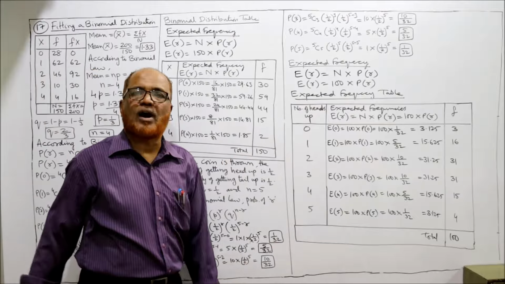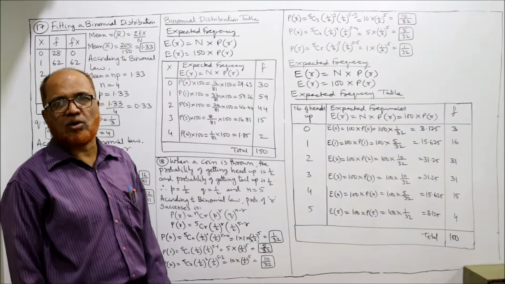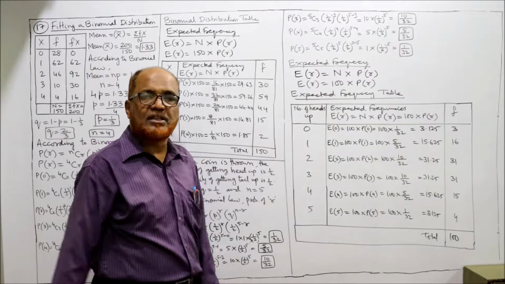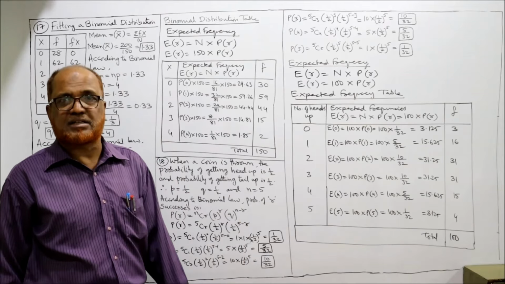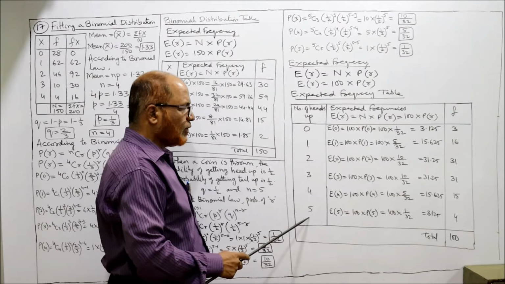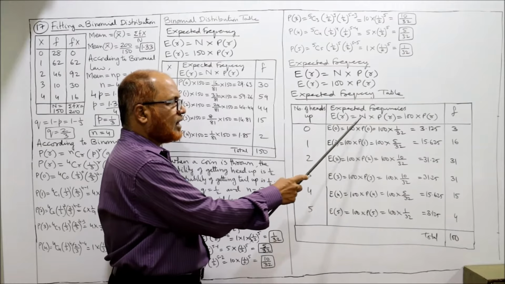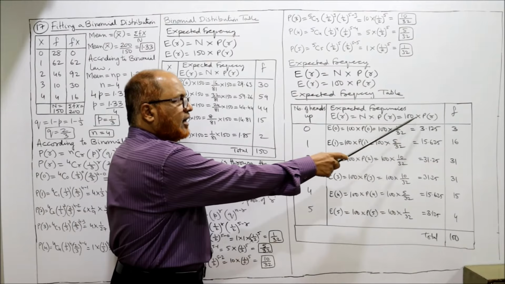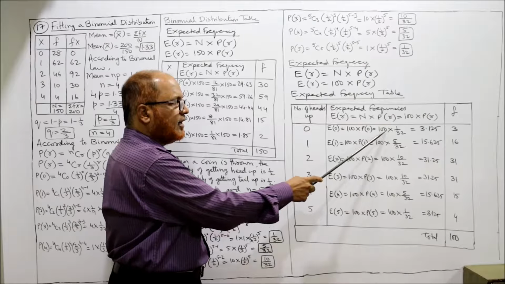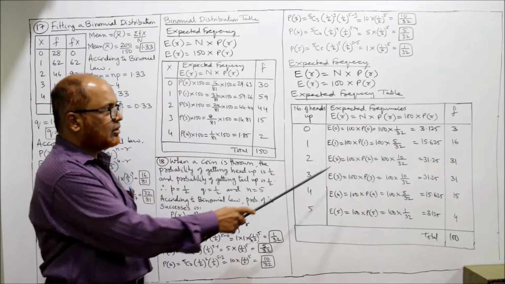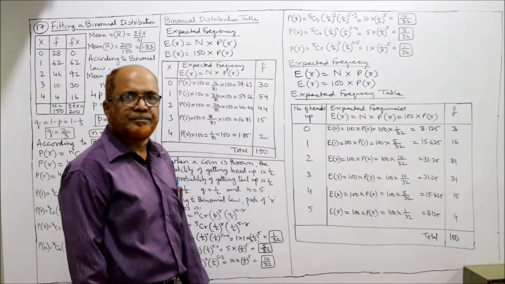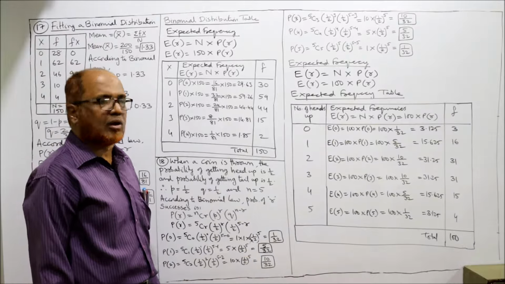Expected frequency E(r) is capital N into P(r). Capital N is 100, because the experiment is performed 100 times. So E(r) = 100 into P(r), where the number of heads is 0, 1, 2, 3, 4, 5. E(0) is 100 into P(0), which is 1 by 32. So 100 divided by 32 is 3.125, which I have rounded off to 3, leaving the 0.125 fraction.